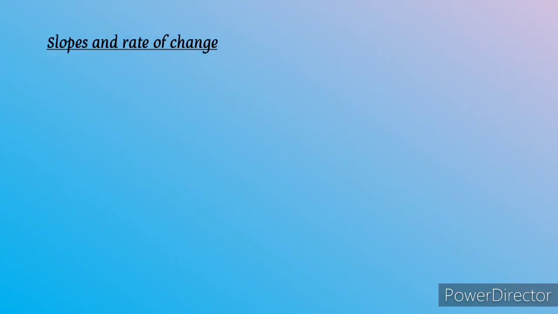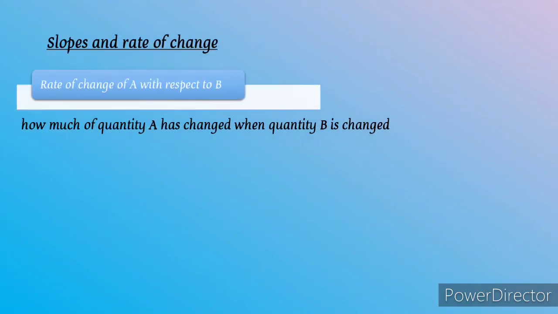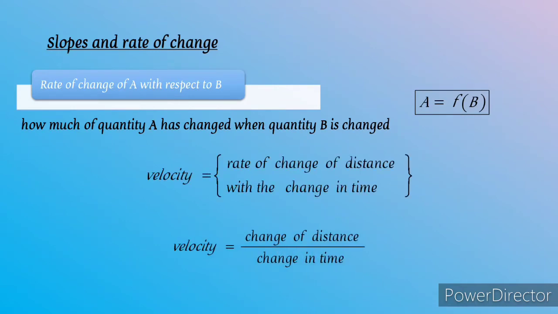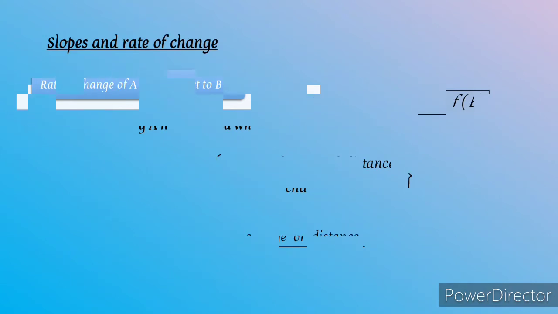Now when we say rate of change of A with respect to B, we mean how much the quantity A has changed when we make a change in the quantity B. Of course A depends on B, and mathematically we say A is a function of B. So velocity can be viewed as the rate of change of distance with change in time. Rate of change occurs in other applications too.